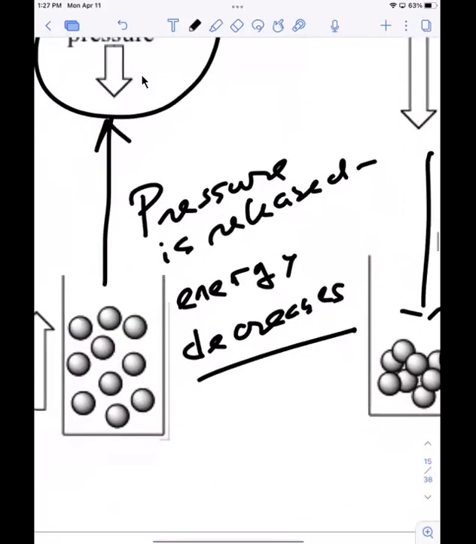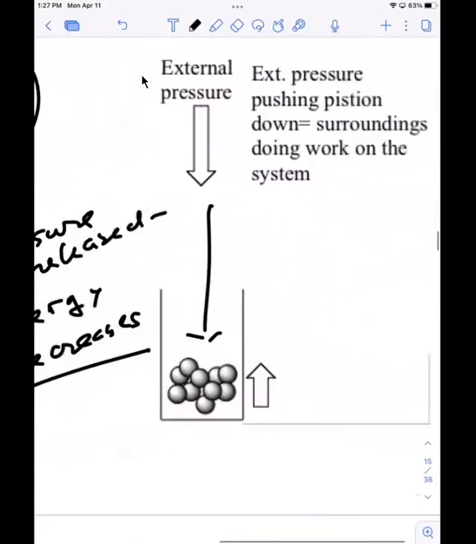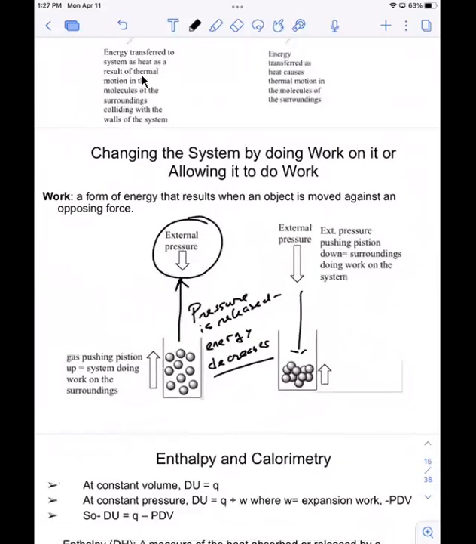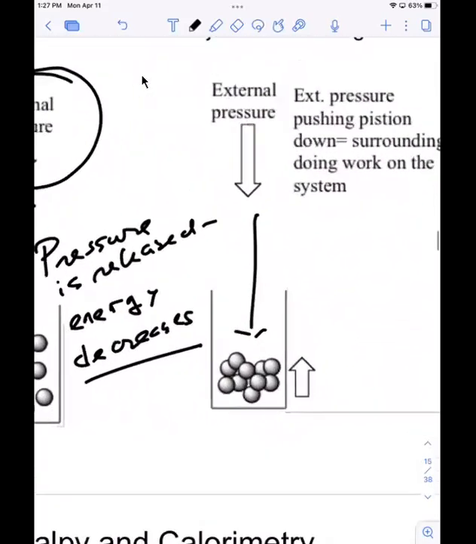Right? So when the system is doing work on the surroundings, the energy of the system goes down. When the surroundings do work on the system, the energy goes up, right? Because now the system, in this case of a piston pressing on gas, right? The gas from the combustion, a combustion reaction or some type of reaction that's given off of gas.